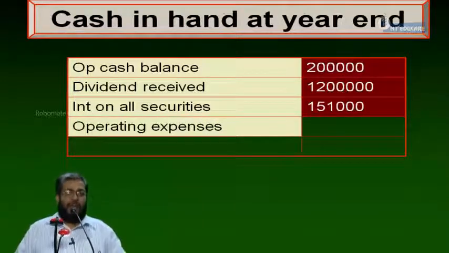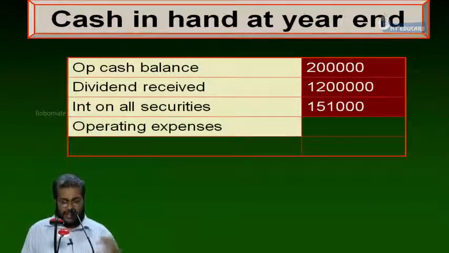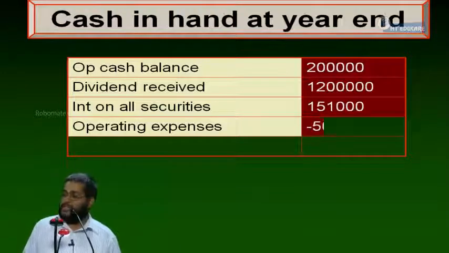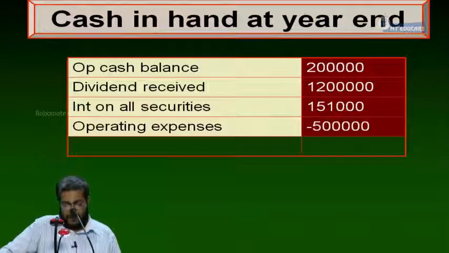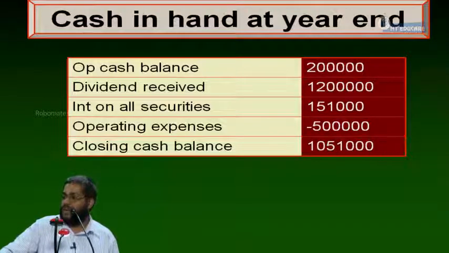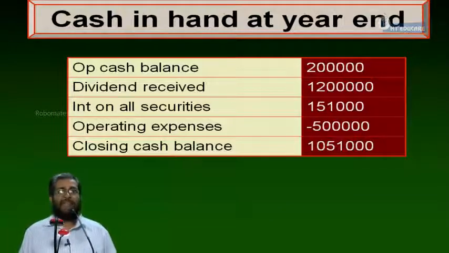A fund should be having an office, will be having fees to pay to the experts and so on. So the operating expenses incurred is how much rupees? Tell me. How much is that? 5 lakhs. Operating expenses is 5 lakhs. Okay. What is the closing cash balance? 10,51,000. Closing cash balance is 10,51,000.